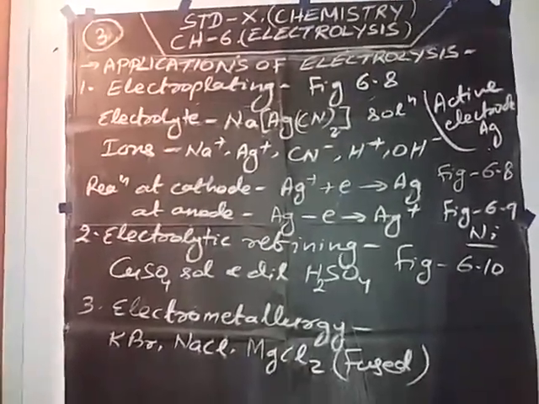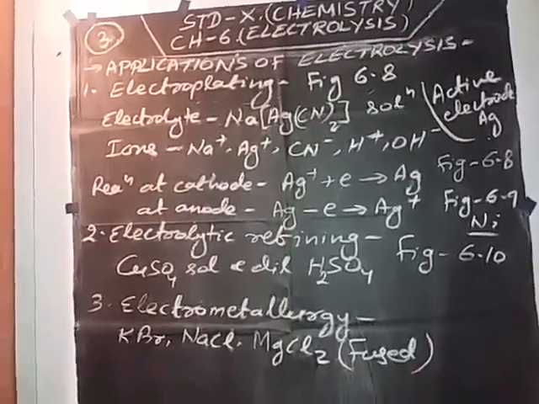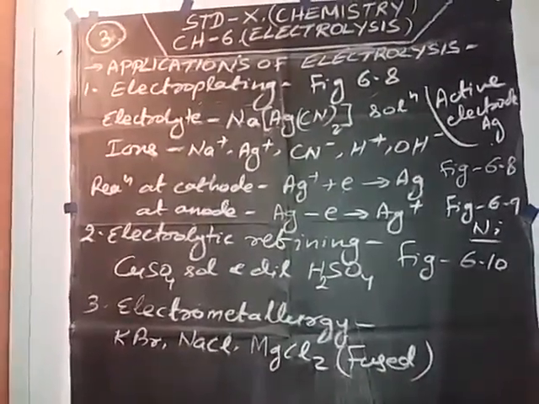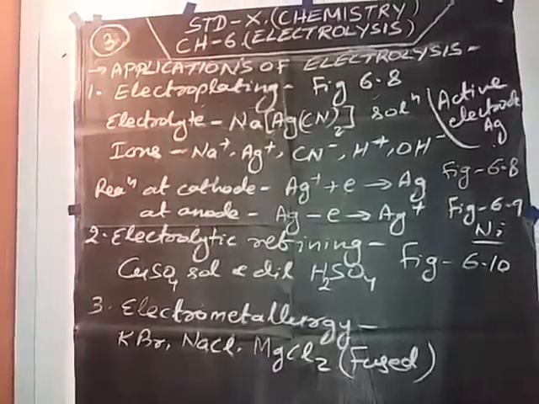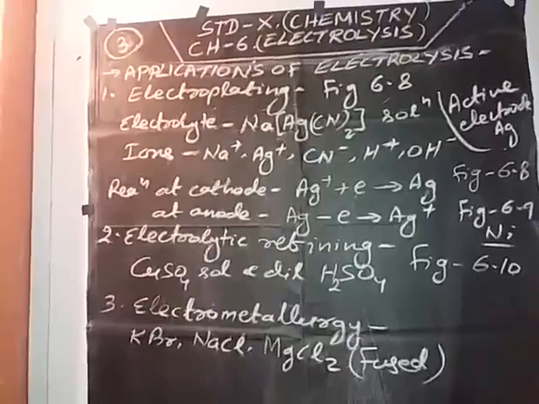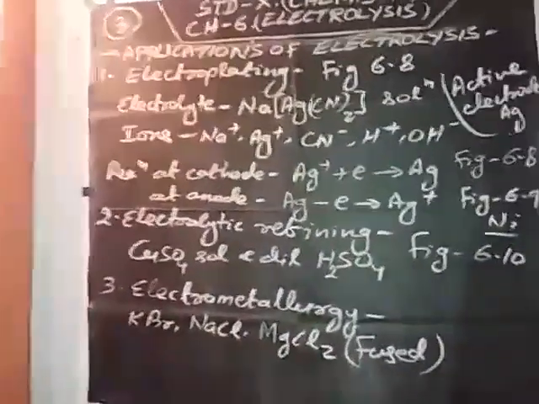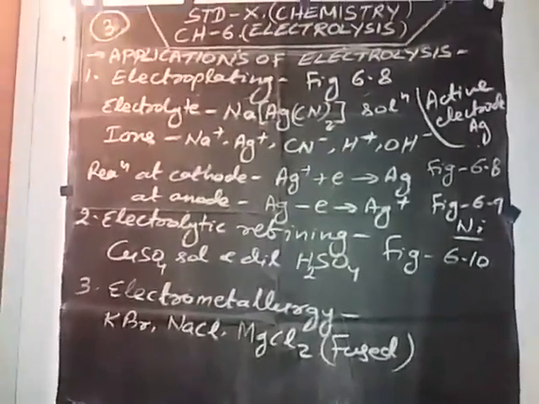Then electrolytic refining of metals. Electrolytic refining is a process by which metals containing impurities are purified electrically to give a pure metal. So that is known as purification. Refining of copper, see figure 6.10.